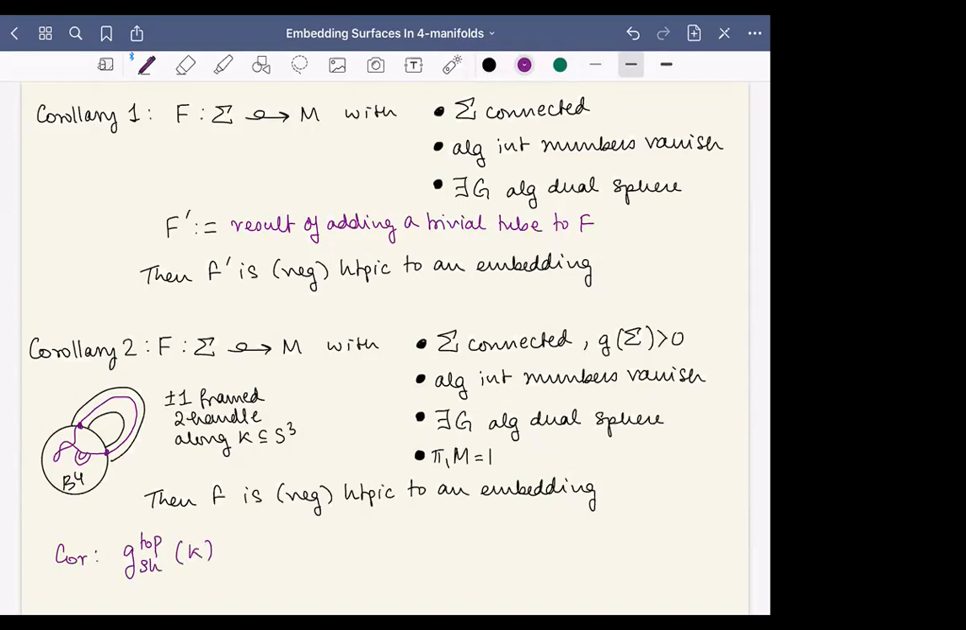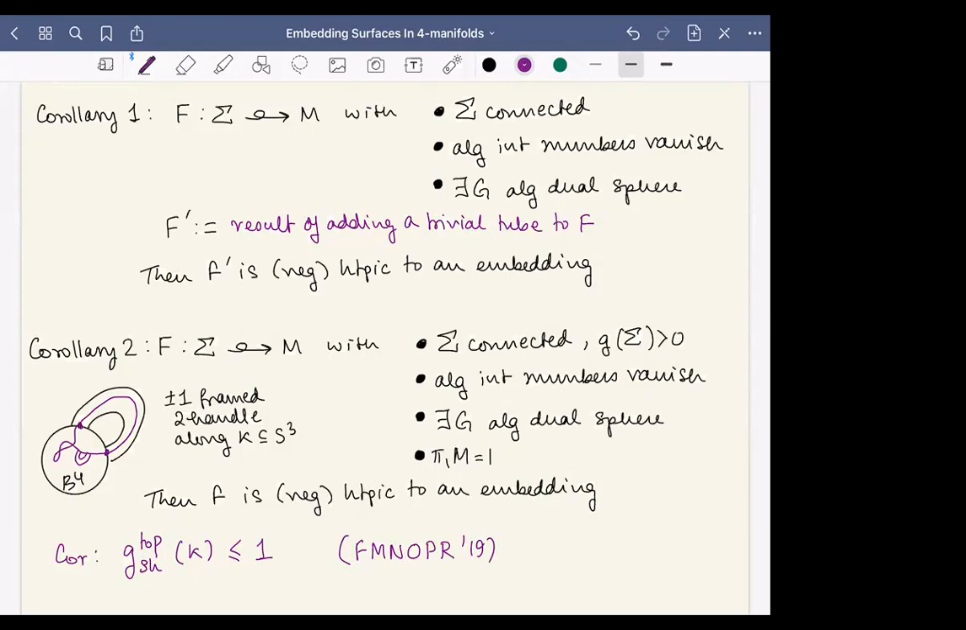And this was also proved in a separate work with Peter Feller, Allison Miller, Matthias Nagel, Patrick Orson, Mark Powell, and myself. No co-author left behind. Okay, so these are some concrete things where you don't have to know what the Kervaire-Milnor invariant is in order to understand what's going on.